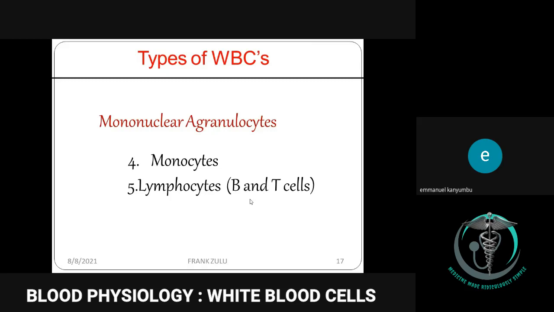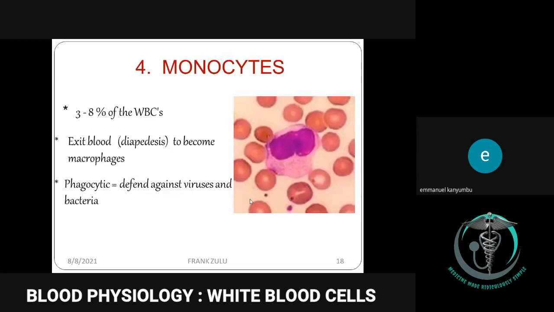The other type are the mono, meaning they contain one nucleus and they don't have any granules present in their cytoplasm. Okay, so you can see the monocytes. Monocytes and macrophages are the same cells, only at different stages. So monocytes are the immature form of macrophages.